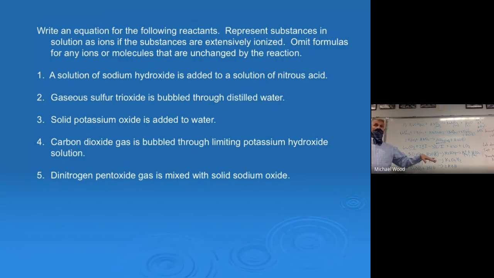Anything here dissociate? Strong acid, strong base, soluble salt? Strong base, right? Strong base. So this is going to dissociate. This is why Lexi's question was a good one. You do have to memorize that list. So like that. Okay, the next one.